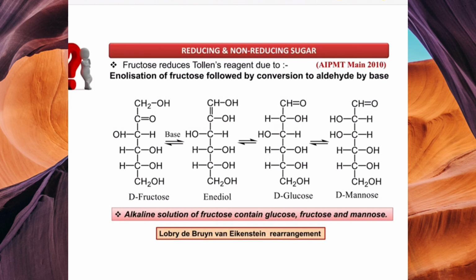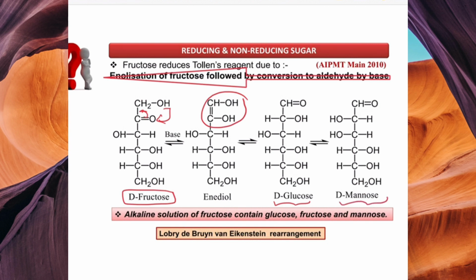Fructose reduces Tollens reagent due to enolization of fructose followed by conversion to aldehyde by base. So this is very, very important. This is the structure of fructose. What is happening? The double bond is going here, hydrogen is coming here. As a result, we are getting the enolic form, which is finally converted into glucose, and finally we are getting mannose. Ultimately, what happened?